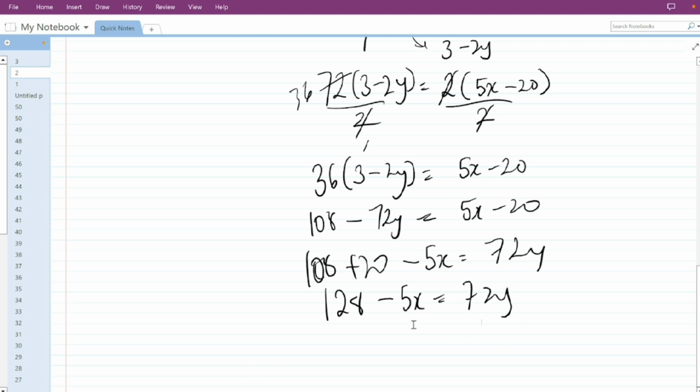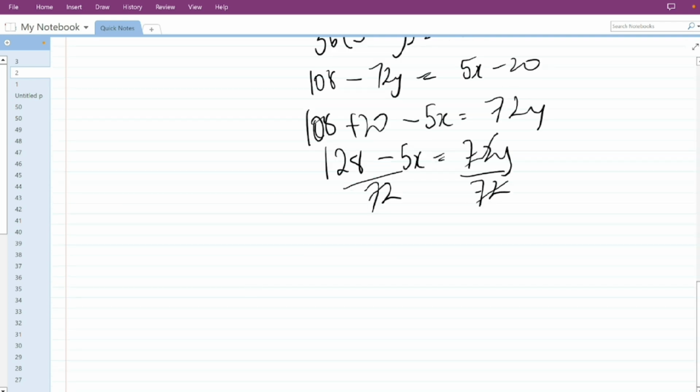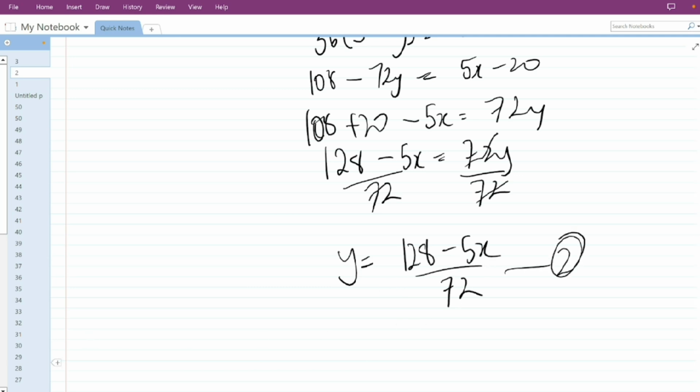Note we are trying to make y the subject, so we'll divide both sides by 72. On this side, 72 cancels 72. We have y equals; you can choose to leave your y on this side, but it's best to leave it on the left. So y equals 128 minus 5x over 72. Now that we know the value of y is 128 minus 5x over 72, we can make it our equation 2. We can now substitute equation 2 into equation 1.